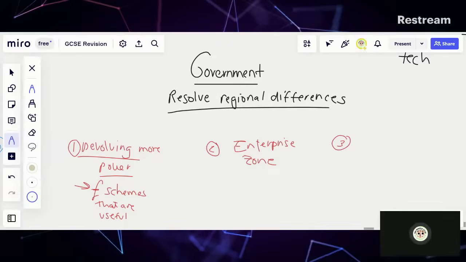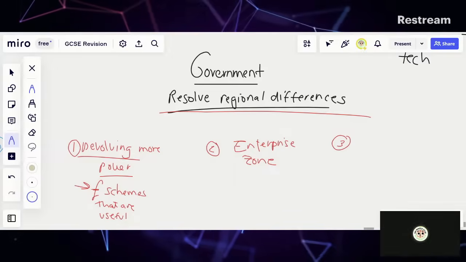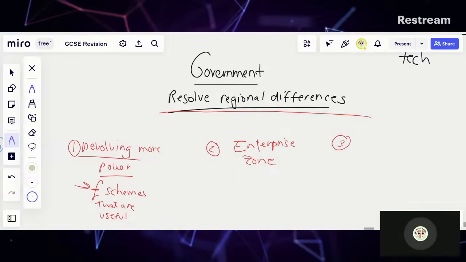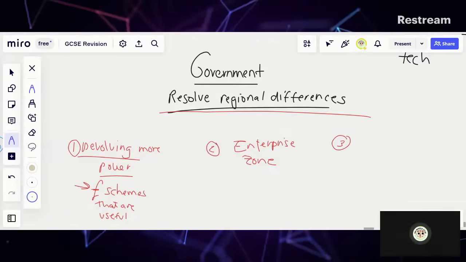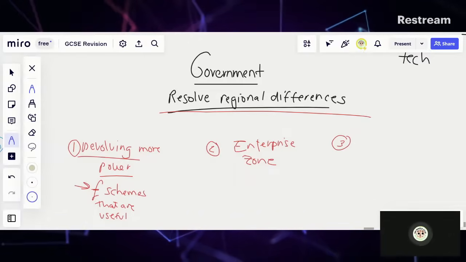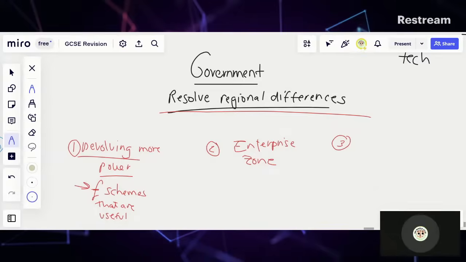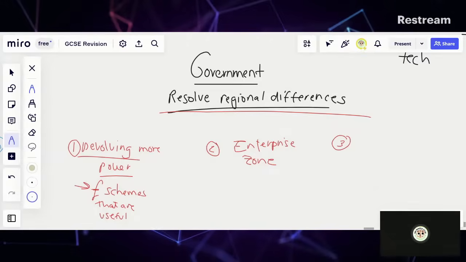So, what the government does is, in order to resolve these regional differences, they cause companies to make the north area look really attractive, creating these enterprise zones so that companies, in order to get these benefits, they'll move to the northern areas and therefore reduce the north-south divide. Now, the final method is the northern powerhouse.